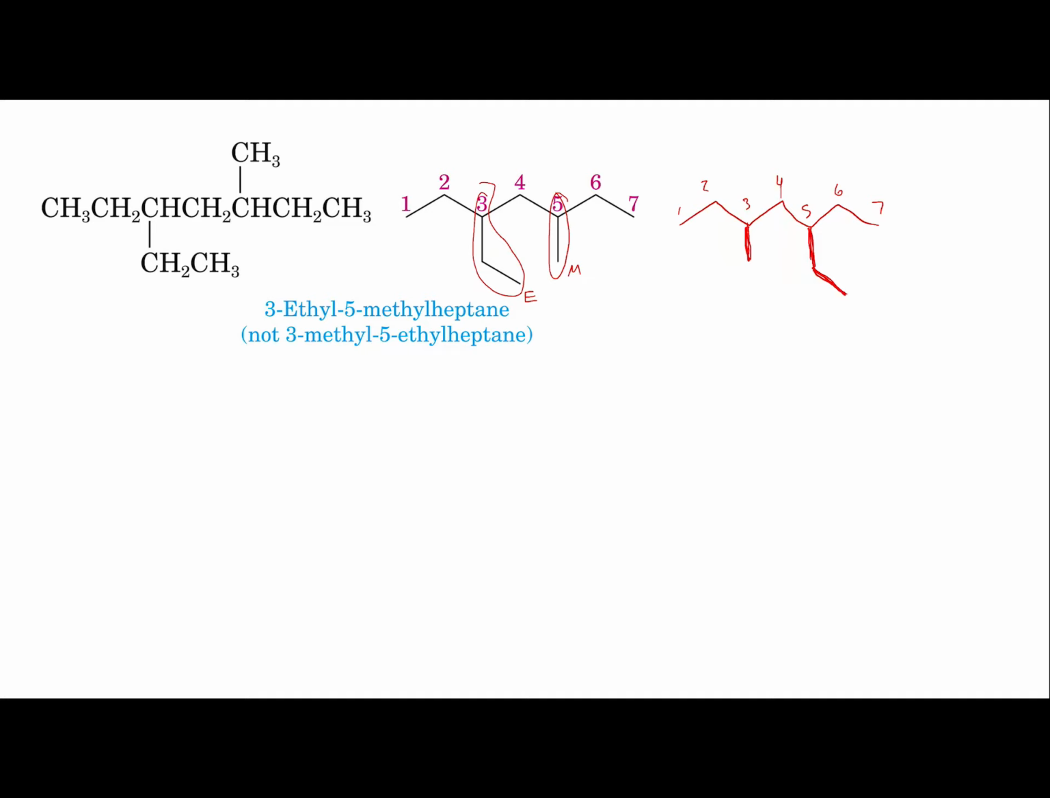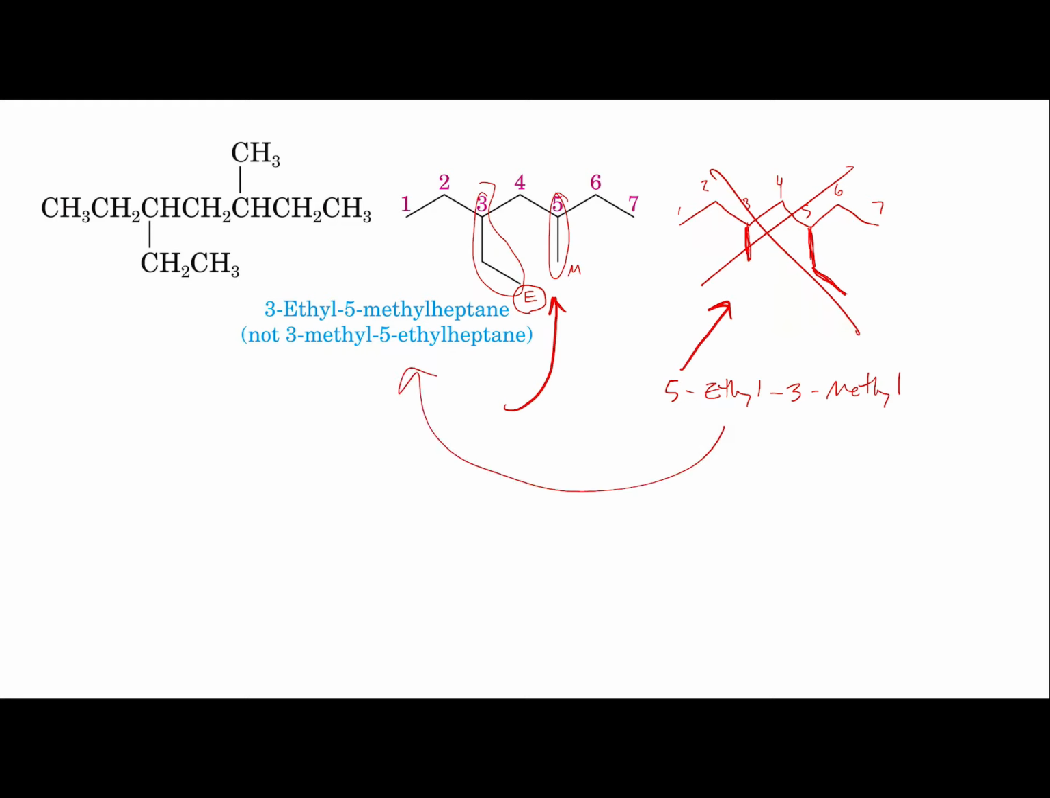Now, it depends on where you put the groups. In specifically this molecule, this one is 3-ethyl 5-methyl, and it's 3-ethyl because the E comes before M. In this molecule specifically, we would say this is 5-ethyl 3-methyl. Notice that we're not saying 3-methyl 5-ethyl. It's not the same name over here. This one's different because the E is on a different numbered carbon, but also comes first. E comes before M.